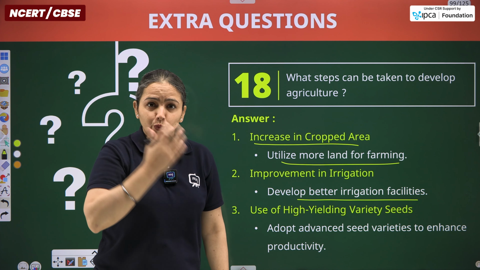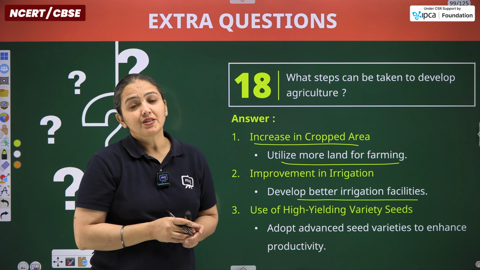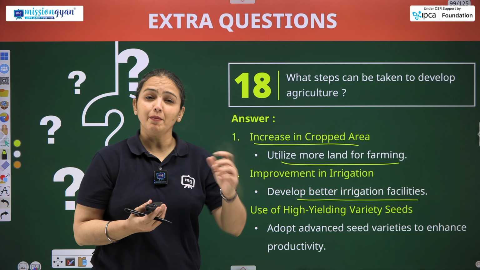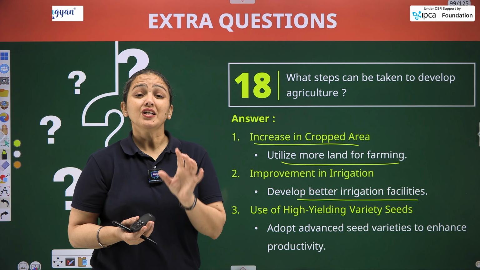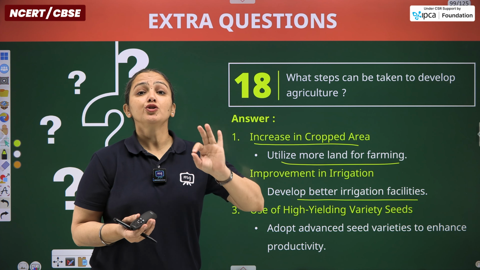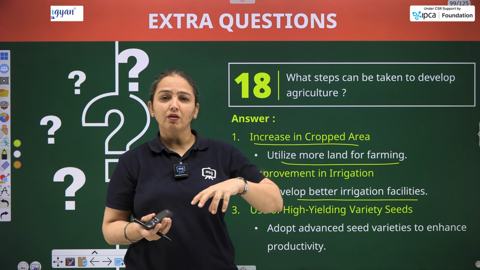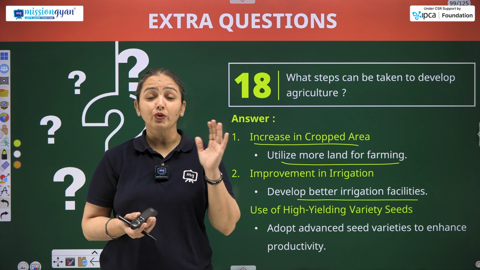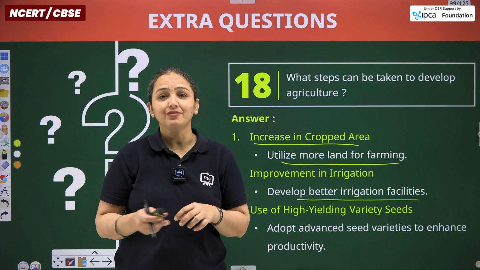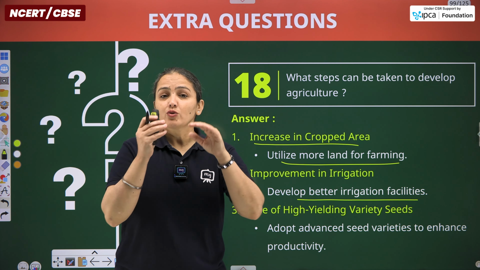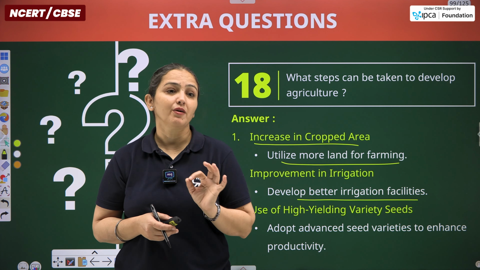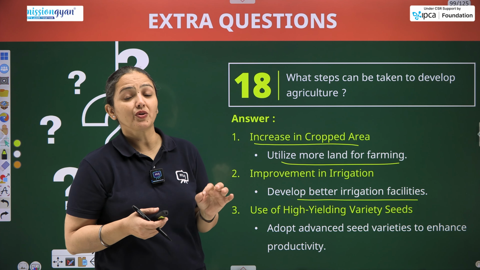So, with the usage of HYV seeds, we can get double. I'm saying just the double of the usual seeds. If we are growing the organic seeds or the normal seeds without the interference of technology, we are going to get whatever output. So, the output obtained by the usage of HYV seeds will be at least double of that. So, we can easily meet the demands.